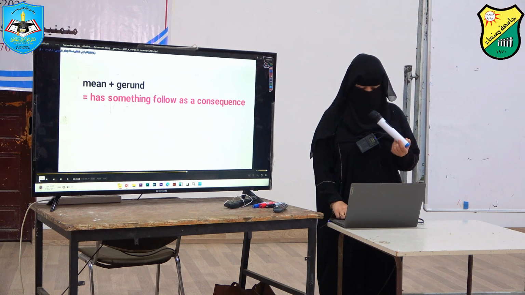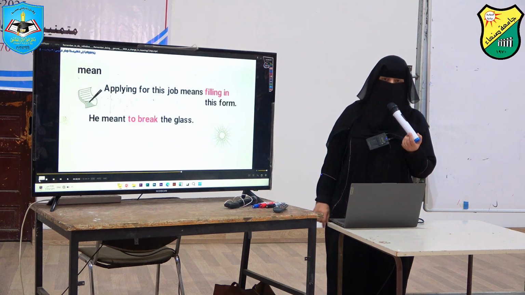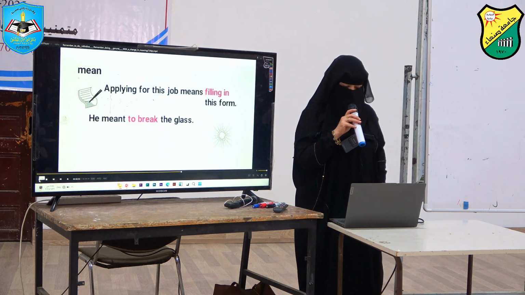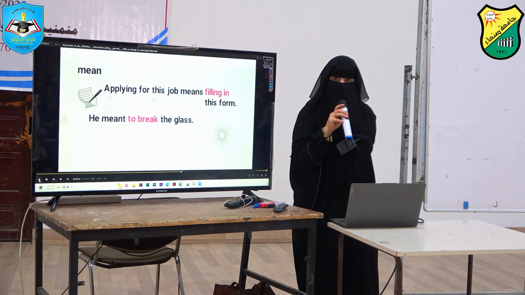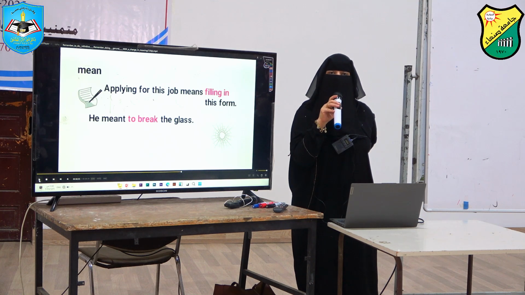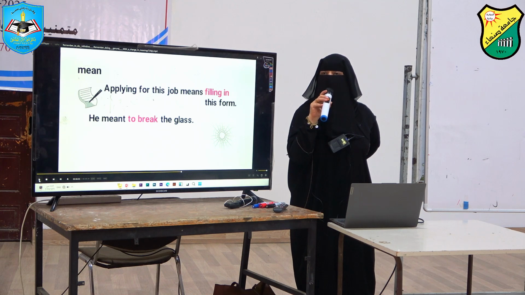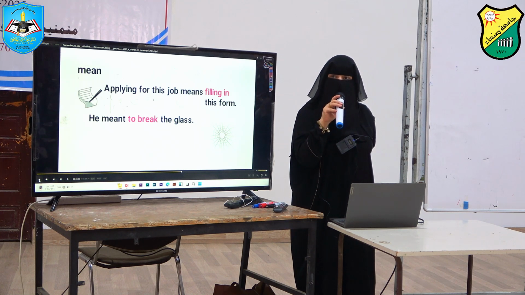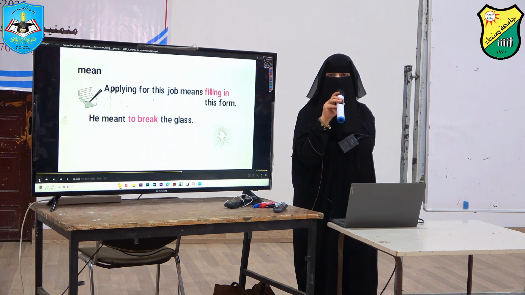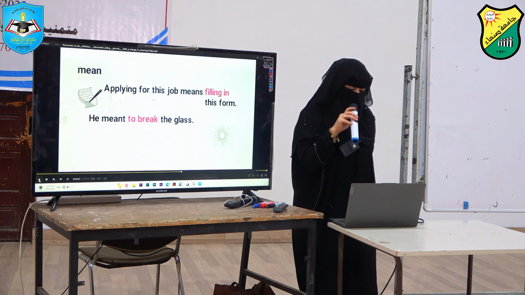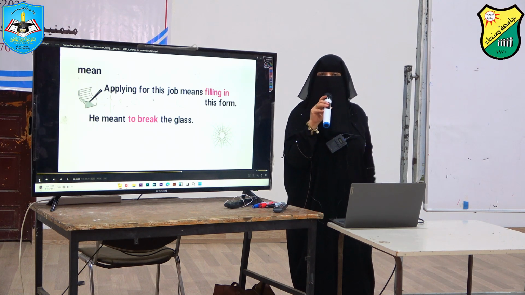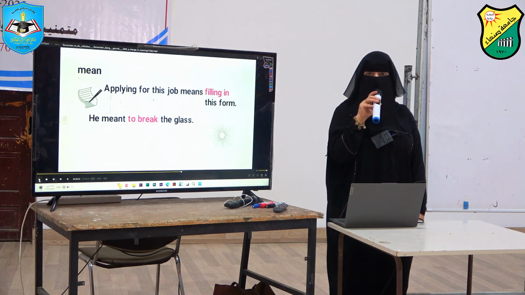Okay, look at the examples. Number one, you have applying for a job. For this job means why he is applying for the job. If you want to apply for the job, you have to fill in this form, filling in this form. It means here is a consequence. But the second one, he meant to break the glass. He did it intentionally.